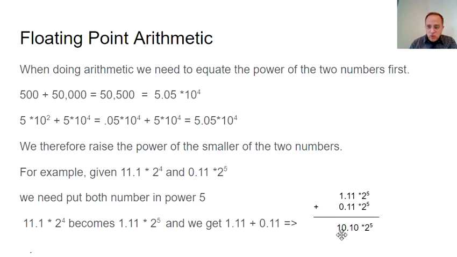So we got 10.0 times 2 to the fifth. And that is our result. And it's right because we follow the same pattern as we saw works for decimal numbers.